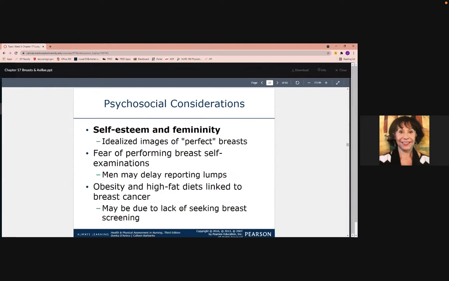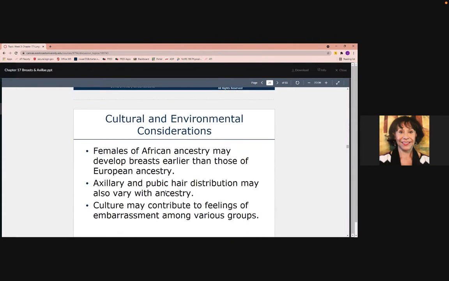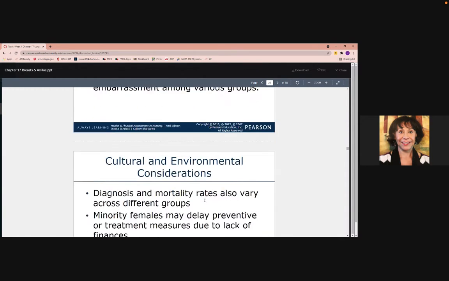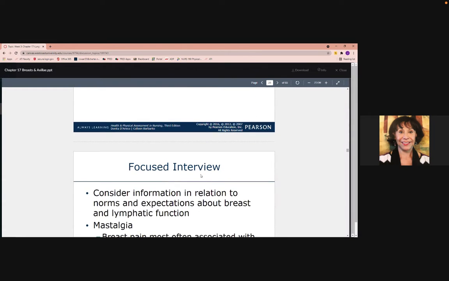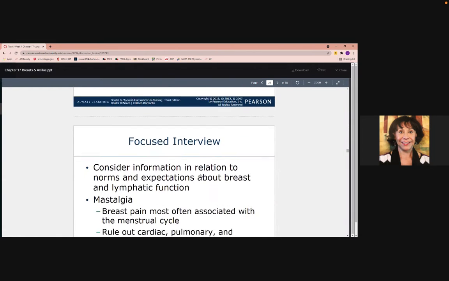Also, women who are very obese do not go to have breast screening because sometimes their breasts are so large that they don't fit on the little plate placed on the breast, so they are embarrassed and don't go. This is just nice to know. Diagnosis and mortality rates vary across different groups. Minority females may delay preventive or treatment measures due to lack of finances or insurance.